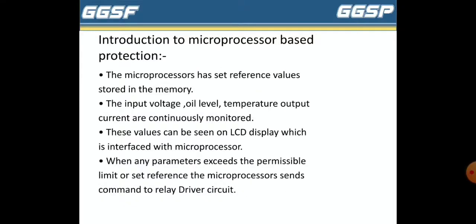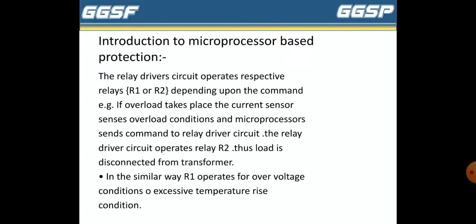The microprocessor has set reference values stored in the memory. The input voltage, oil level, temperature, and output current are continuously monitored. These values can be seen on LCD display which is interfaced with microprocessor. When any parameter exceeds the permissible limit or the set reference, the microprocessor sends command to the relay driver circuit.